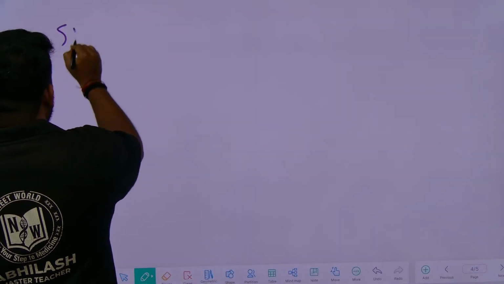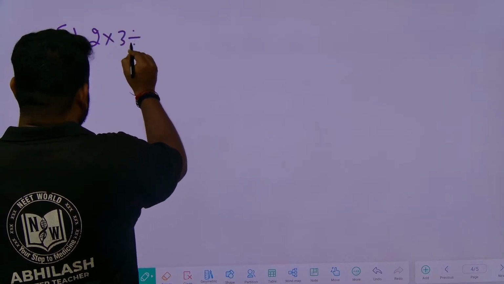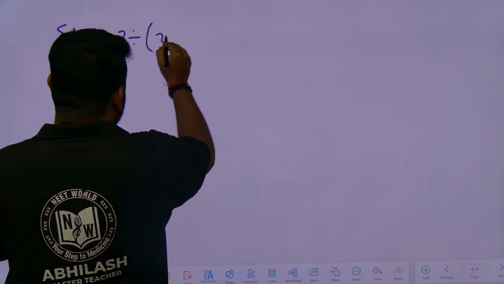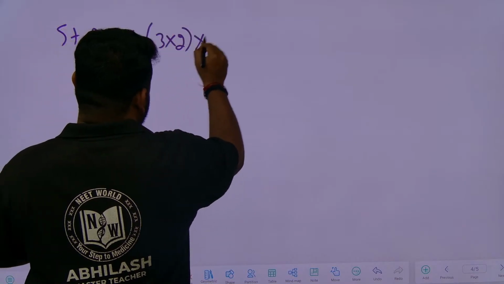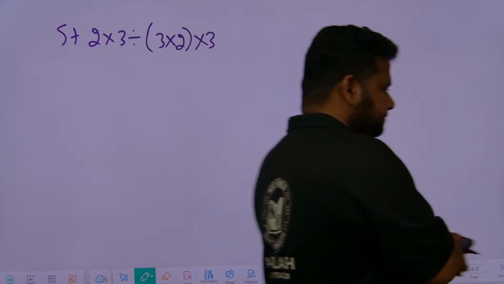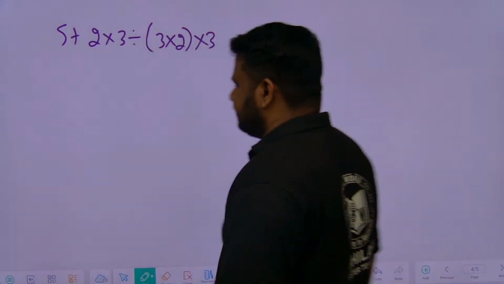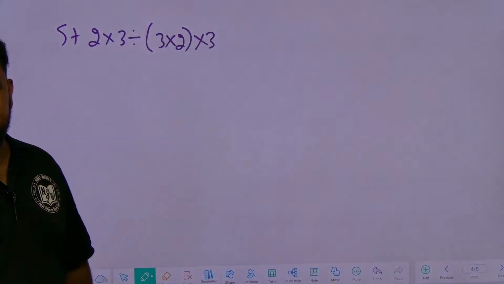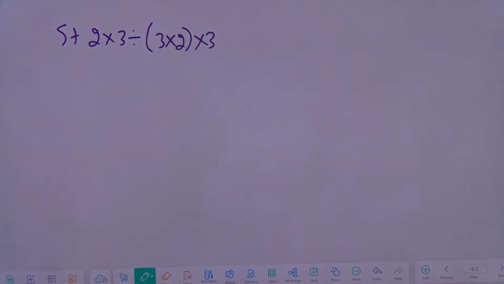Next they have given, find the value of 5 plus 2 into 3 divided by 3 into 2 into 3. This is what they have given. Please try this by yourself. First what we should do? Whatever is within the bracket. Try this question.